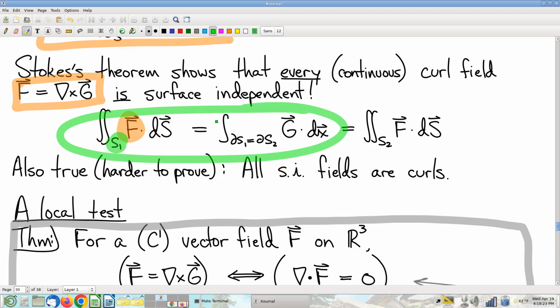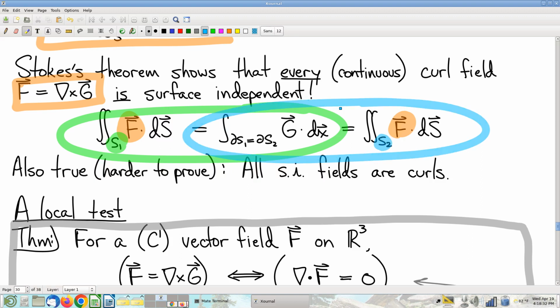Likewise, same curl. Look at the flux through S2. Well, it's a flux of a curl, therefore it's a line integral, a circulation line integral around the shared boundary of the anti-curl. And so check it out, that means that both of these integrals are computed by the exact same line integral, and that's why these two line integrals have the same value, and that's why curls are surface independent. All curls are surface independent. Okay.